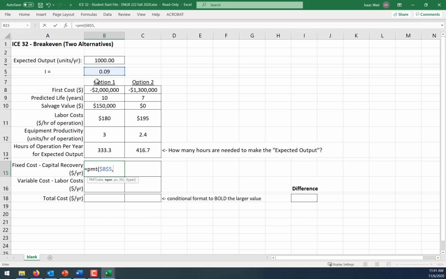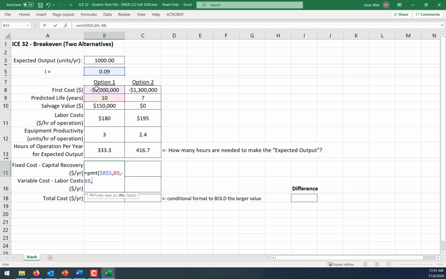Okay, N, the number of years, is going to be different between the two. So I'll click here in this cell, and then when I drag it to the right for option 2, it will move its view over to where it says 7. All right, present value, I'm going to put the minus sign because Excel will always flip things if I don't. And now I need to refer to an amount that's at the present. So what is the present value that I'm trying to annualize? So that is the first cost.